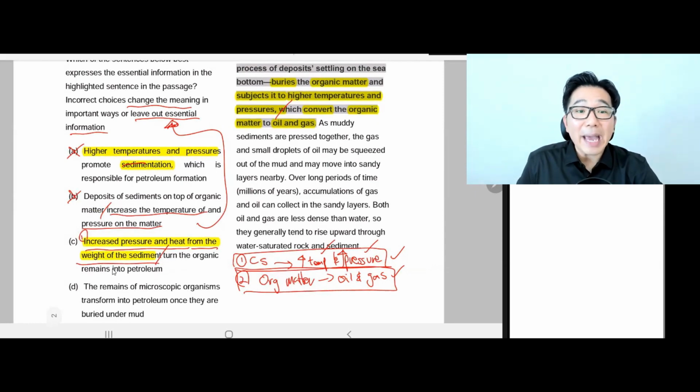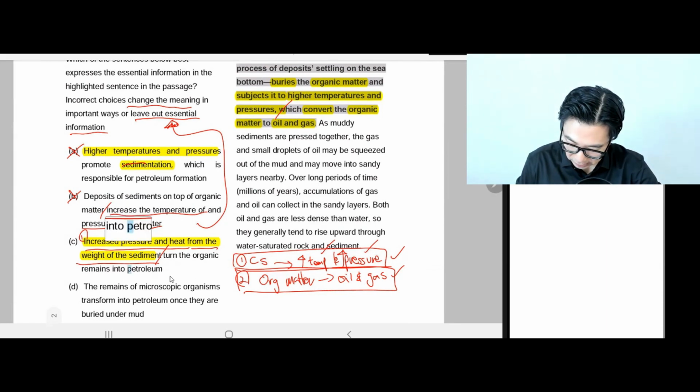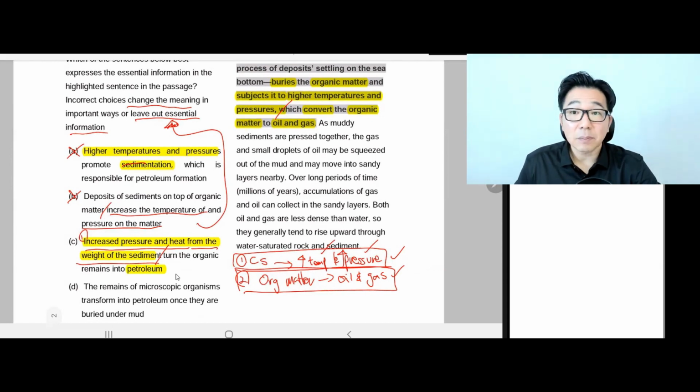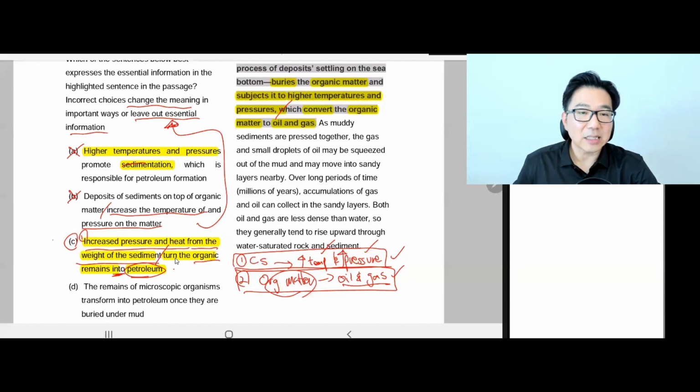Turn the organic remains, organic matter, as a sedimentation, to oil and gas. What's oil and gas? Petroleum. The first paragraph says that petroleum consists of natural gas and oil, right? So this is actually a paraphrasing of oil and gas, petroleum, if you look at paragraph 1. So this part covers, converts, turns, paraphrased, organic matter to oil and gas, which is petroleum. Yeah, I like C a lot.